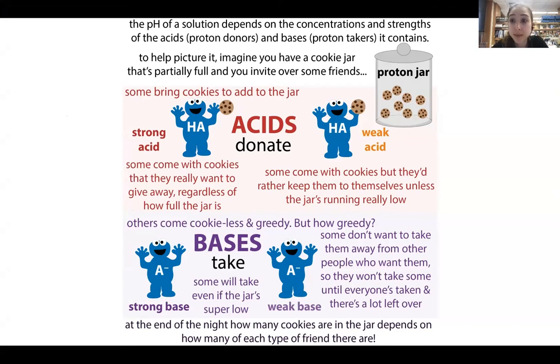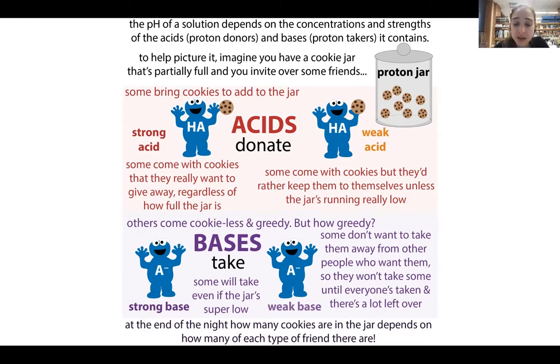Some of the friends bring cookies and they donate cookies to the jar. And some of the friends don't bring cookies but they come hungry, and so they just take cookies from the jar. At the end of the night, how many cookies are in the jar is going to depend on how many of each type of friend you invited. So how many people came with cookies, how many people didn't come with cookies, and how greedy were the people.